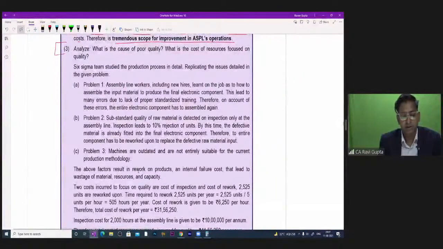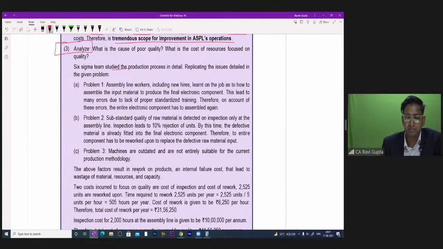Now, moving to the third point, that is analyze. We know that yes, we are having a quality problem, a poor quality problem. But we have to analyze the reasons why there is poor quality. The reasons have already been identified by the team.